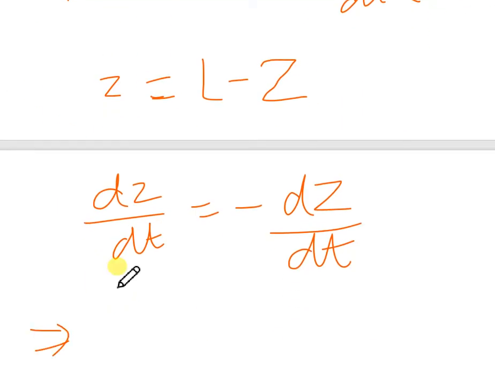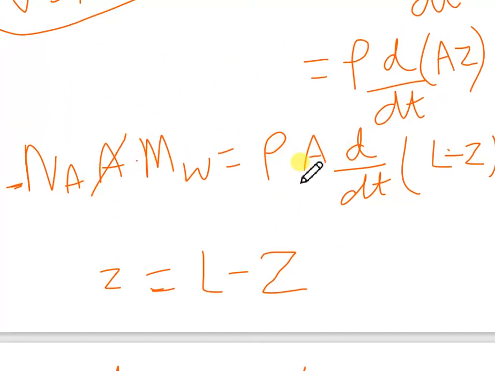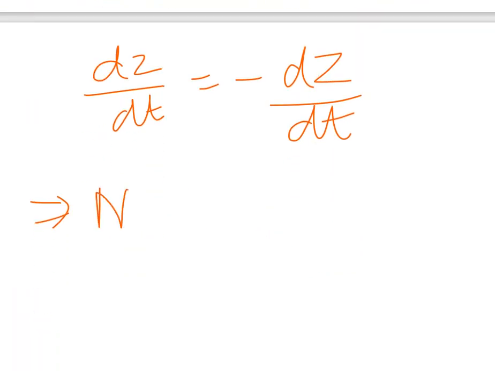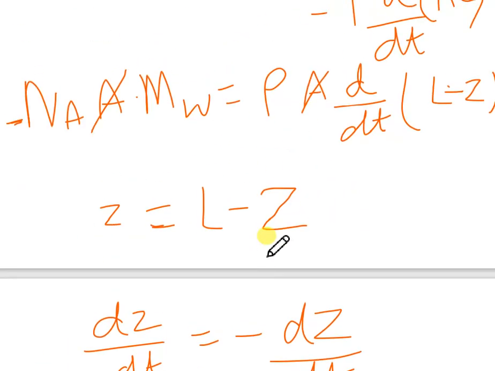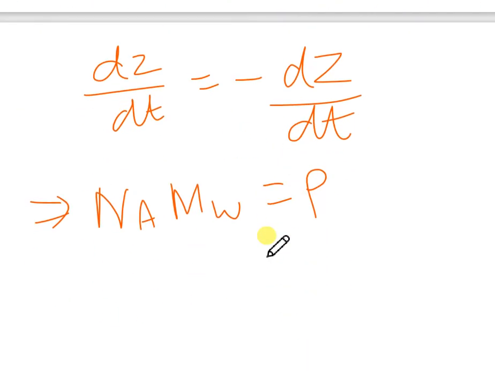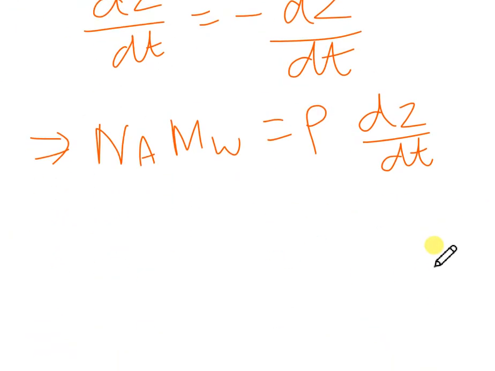So again, area, we can cancel area. Okay, so what we have, Na times molecular weight equal to density and then dz over dt. Then we will have negative on both sides, so it will also get cancelled.